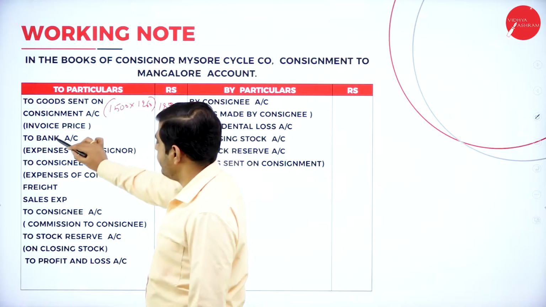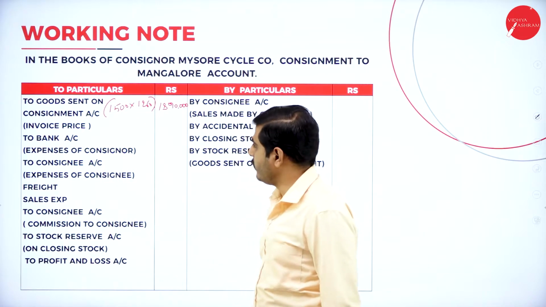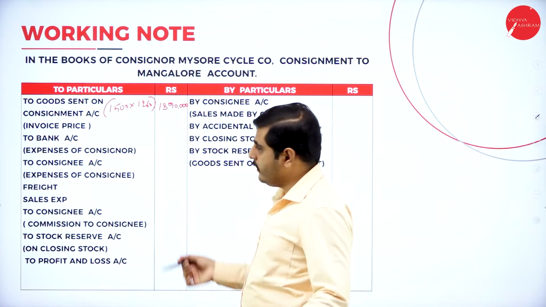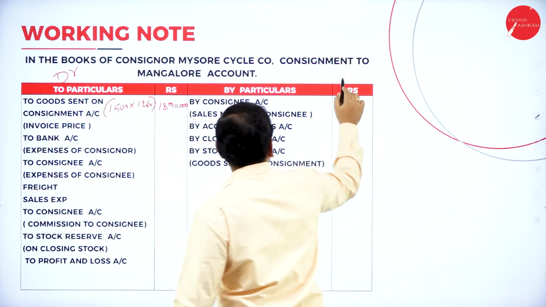Consignment account to bank account. Here also, consignment account to goods sent on consignment account. So the journal entries only we are converting to the ledger. This is the debit side. Here it is the credit side.